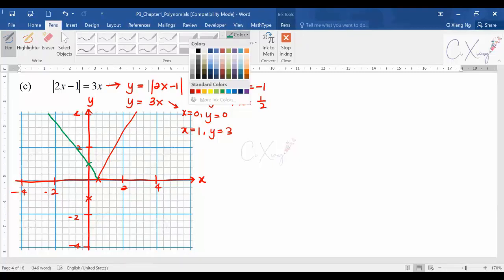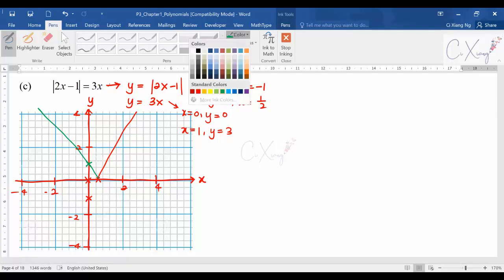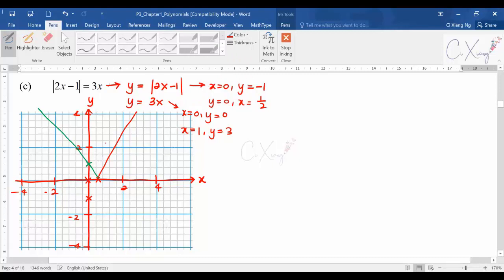Okay. All right. Then after that, they want you to sketch y equals to 3x. So y equals to 3x means that it passes through 0, 0, and then passes through 1 and 3. So 1 is here, 3 is this one. Okay, then you can try to sketch it out. Okay, all right, so this is the graph that I have.